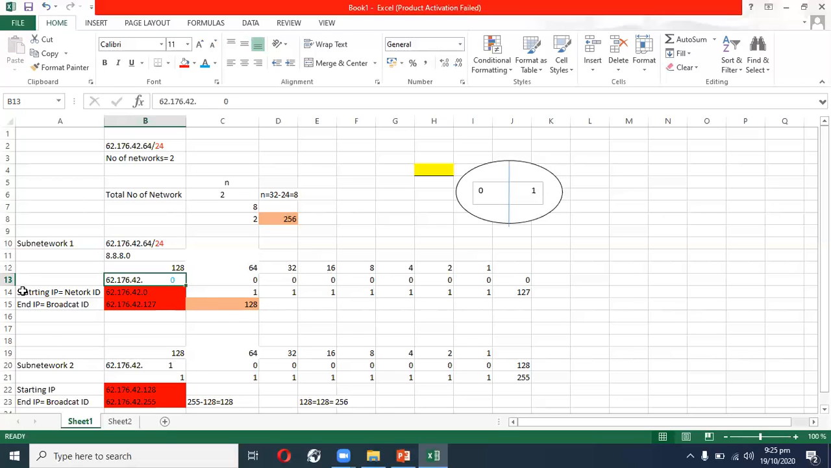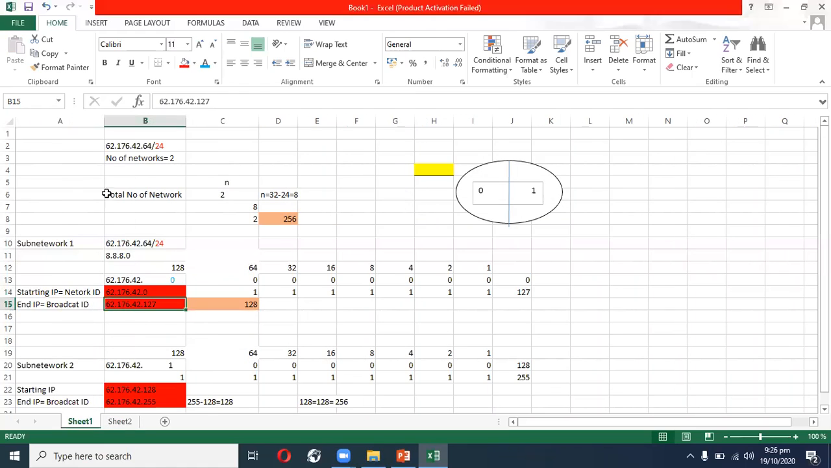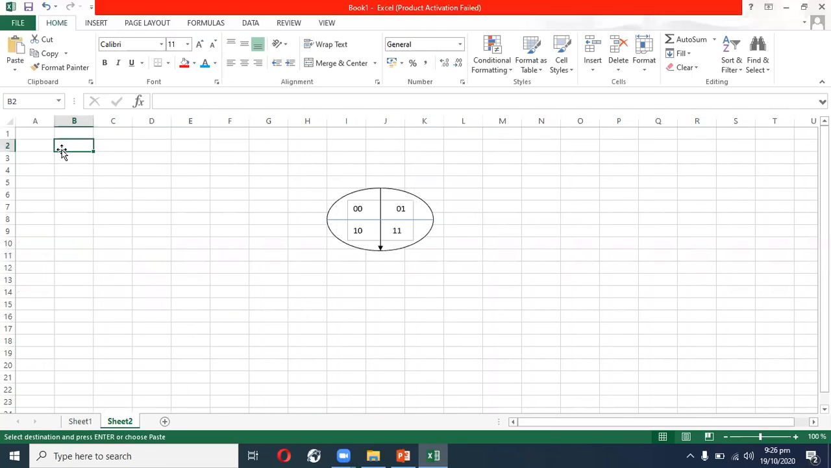The second thing you have to remember is that the starting IP is also known as the network ID. So this will be the network IP of our first subnetwork, this one. And the broadcast will be there. Now let me show you how you can do the same thing and divide it into 4 subnetworks.